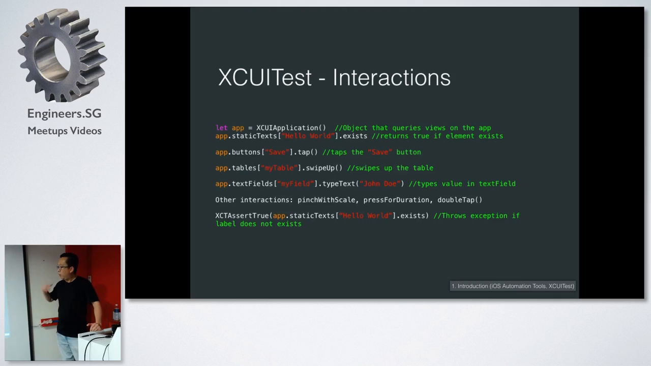We can combine this with assertions. For example, XCTAssertTrue(app.staticTexts["Hello World"].exists). This throws an exception if the label doesn't exist on screen. Now that you have some idea what the API can do, let's go ahead and write our very first XCUITest case.